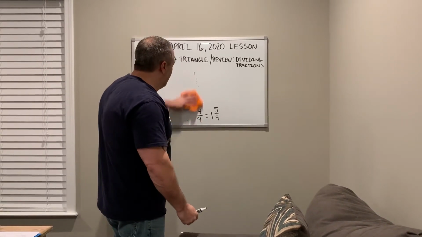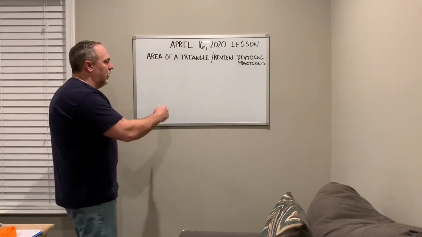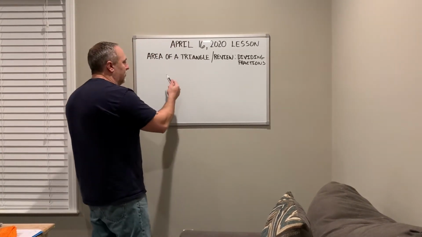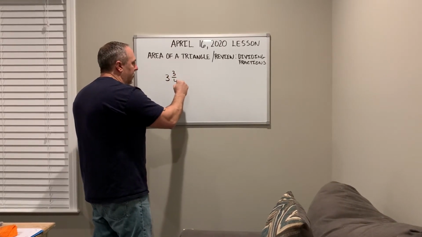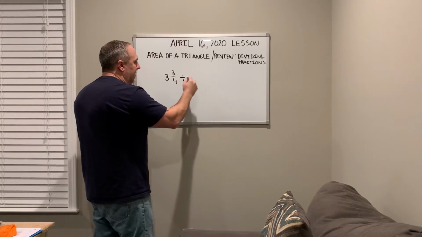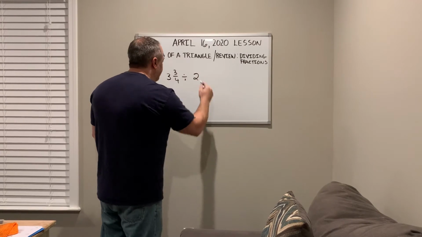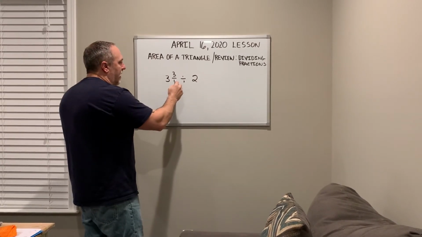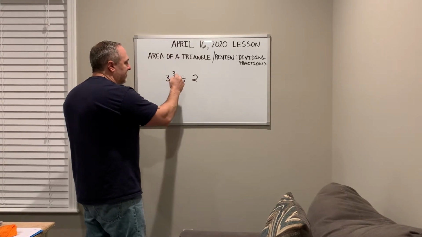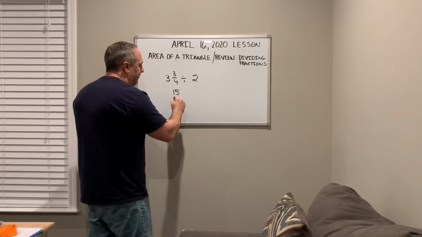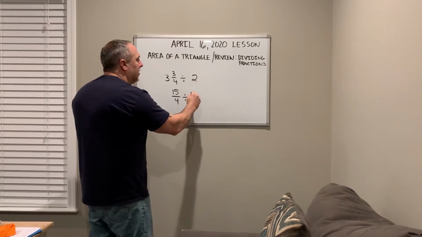So, all right. Let's just do one more for the heck of it with a mixed number versus a whole number. See what happens. 3 3/4 divided by 2. All right, let's see what happens. I have to change this. 3 times 4 is 12, plus 3 is 15. Let's put that over 4. Keep the division sign. Put the 2 over a 1.